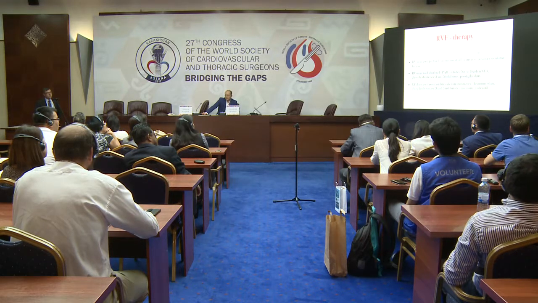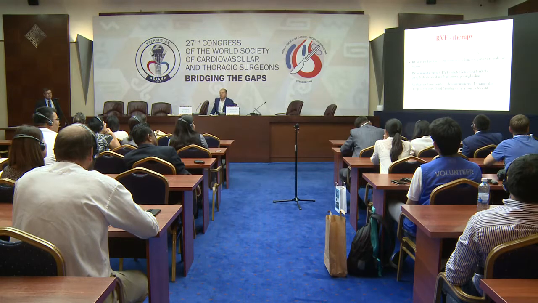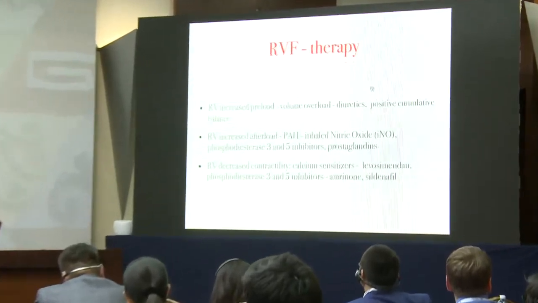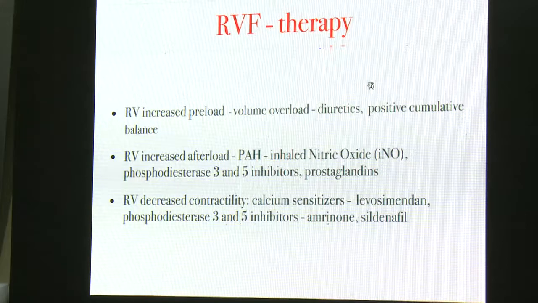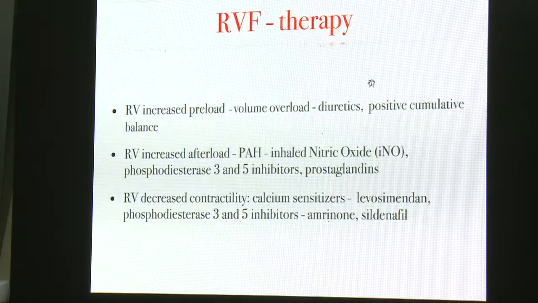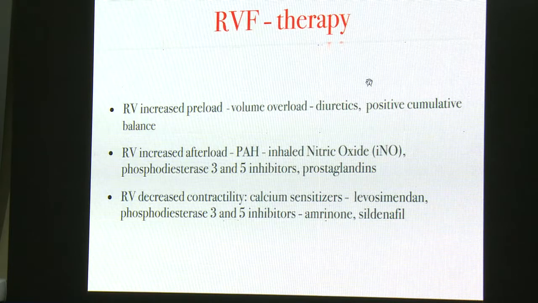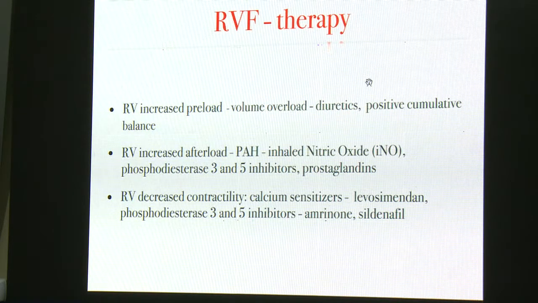If there is an increased afterload for the right ventricle, then we estimate that there is pulmonary artery hypertension or increased pulmonary vascular resistance. We can use inhaled nitric oxide, phosphodiesterase 3 and 5 inhibitors, or prostaglandin. And if there is decreased contractility, then we do not have so good choices, but we can use the calcium sensitizer levosimendan or phosphodiesterase 3 and 5 inhibitors like amrinone and sildenafil.